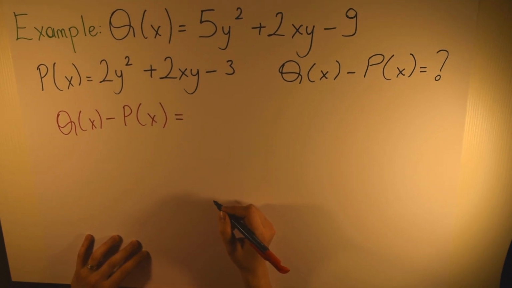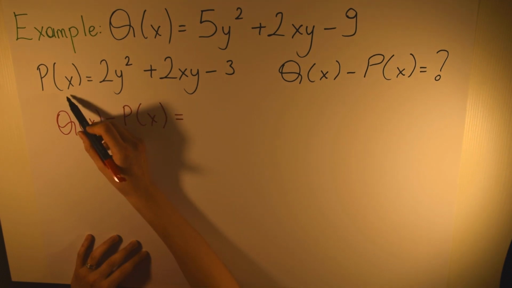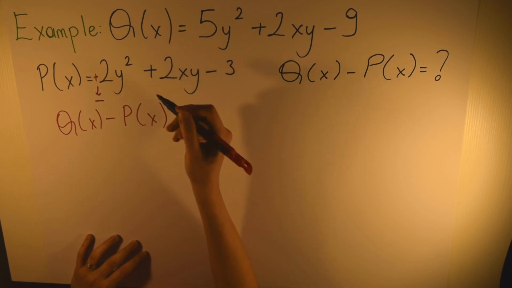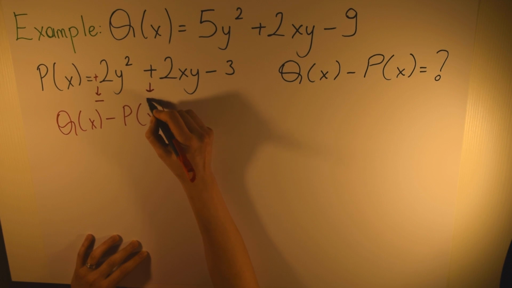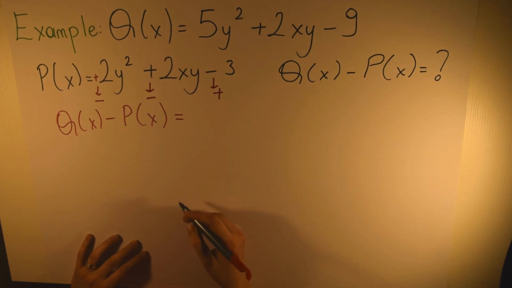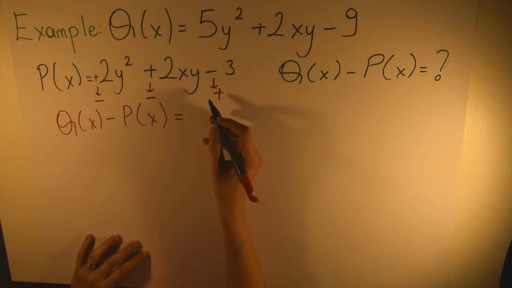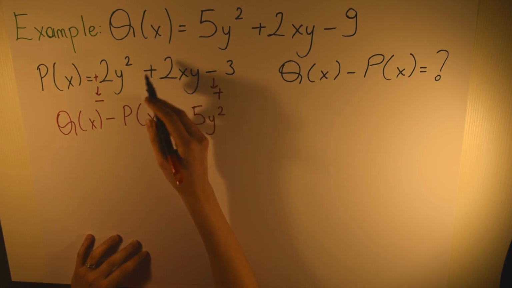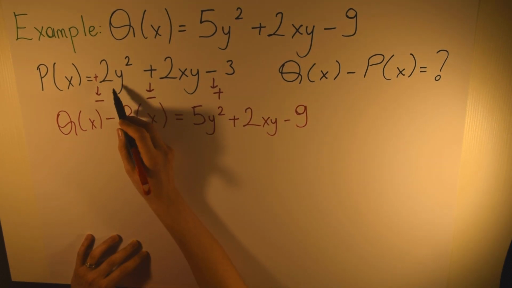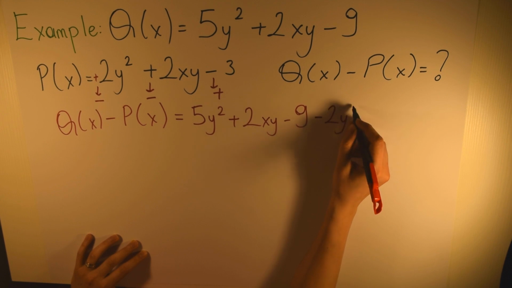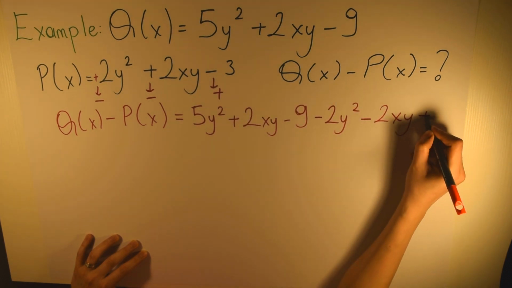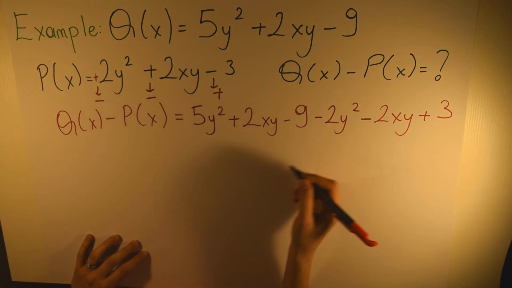So here, which polynomial are we subtracting? This one, right? So here, this term has plus sign, so we make this minus. Here, this term has plus sign, we make this minus. And here, this term has minus sign, we make this plus. Okay. And then let's write all this down. Here we have 5y squared plus 2xy minus 9 minus 2y squared minus 2xy and plus 3. Now let's make this more simple.